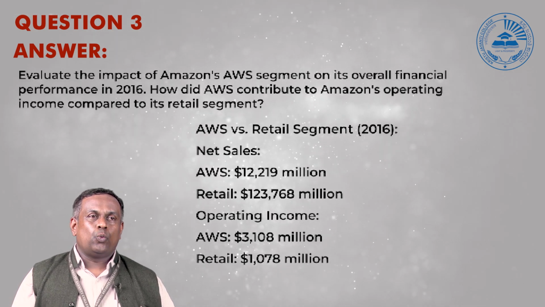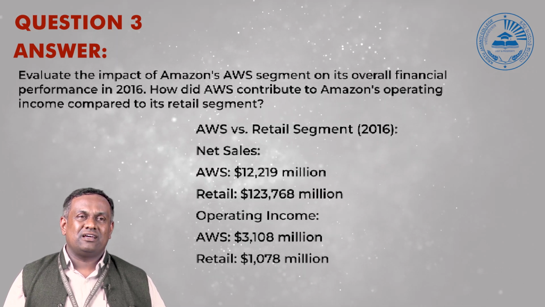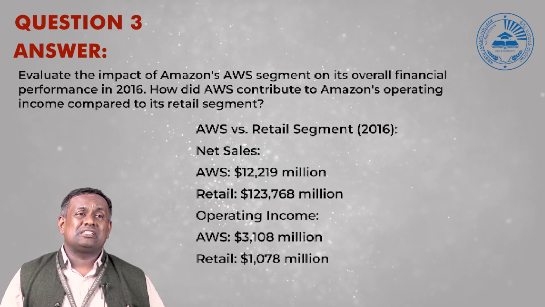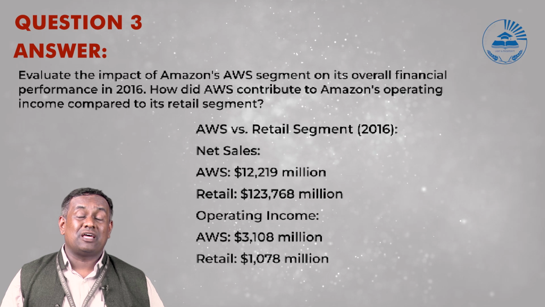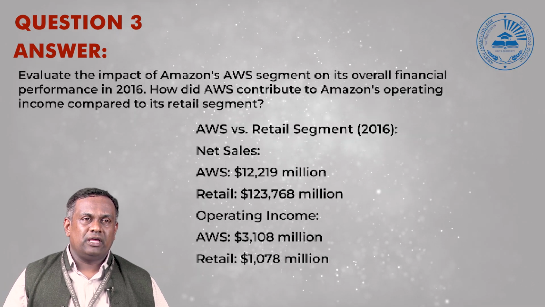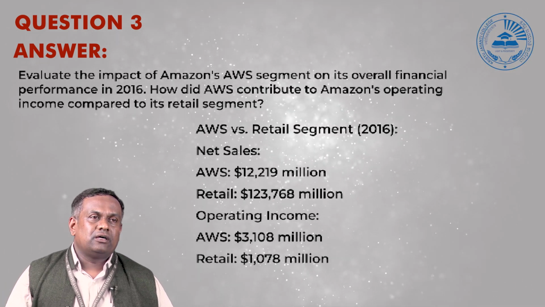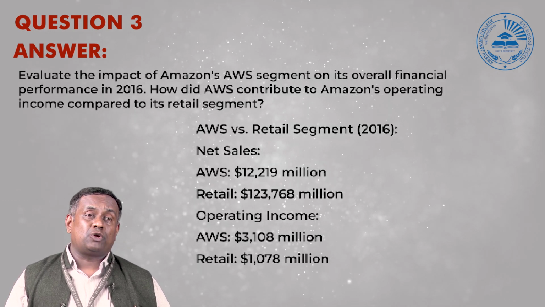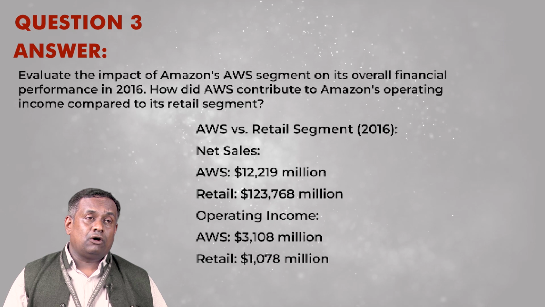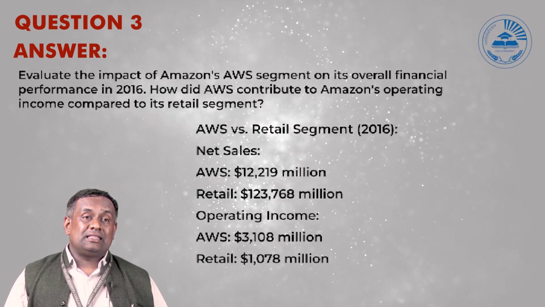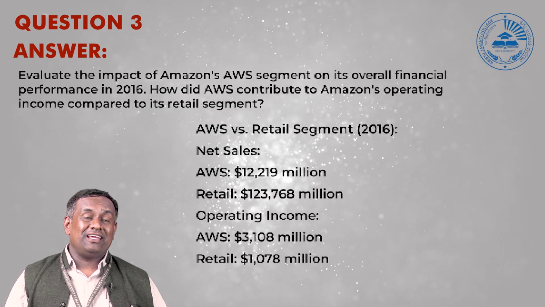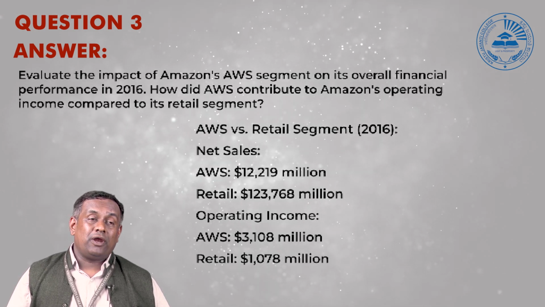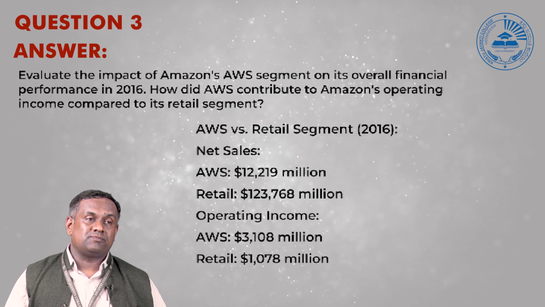Revenue contribution: while AWS revenue is significantly less compared to the retail segment, it still represented a critical revenue stream for Amazon, with a steady flow of revenue. Then if you see the operating income, Amazon Web Services contributed $3,000 million, which is three times the operating income from the retail segment. Maybe the cash flows may be more in retail, but the operating income is more in AWS.